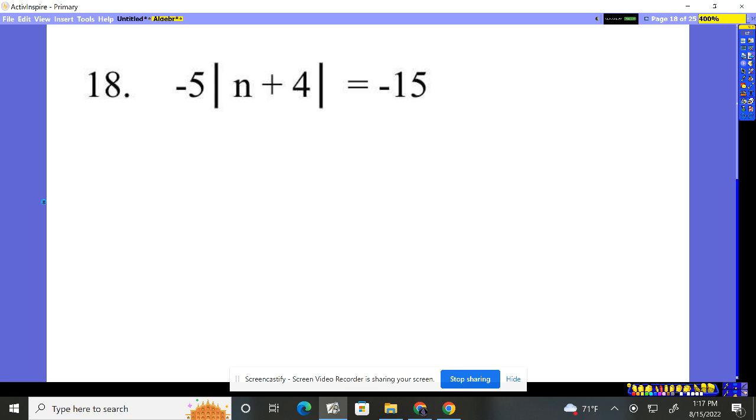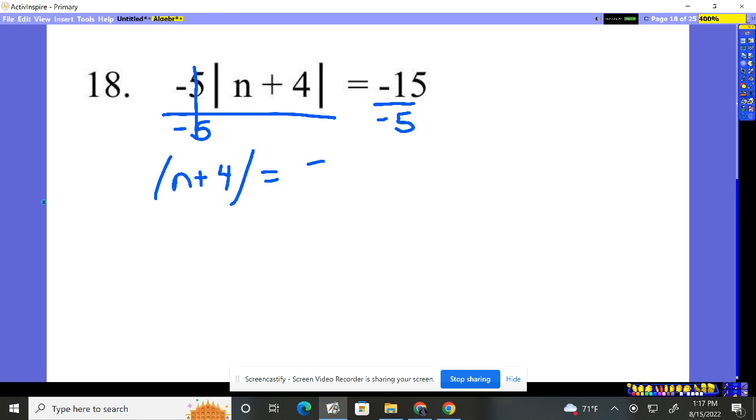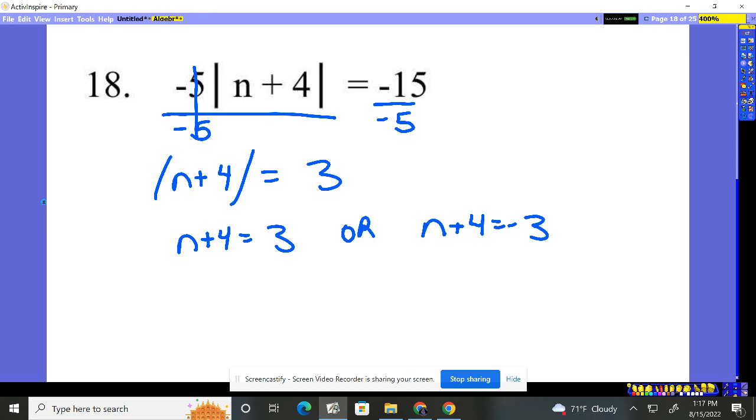Here, again, we want to get the absolute value piece by itself first before we do anything. So it's being multiplied by negative 5. So we're going to divide by negative 5. We're going to get, hey, the absolute value of n plus 4 equaling 3. We now break it into its parts. n plus 4 is equal to the positive 3, but what else could it be? It could be equal to a negative 3. Those are our possibilities. And again, this is always an or.